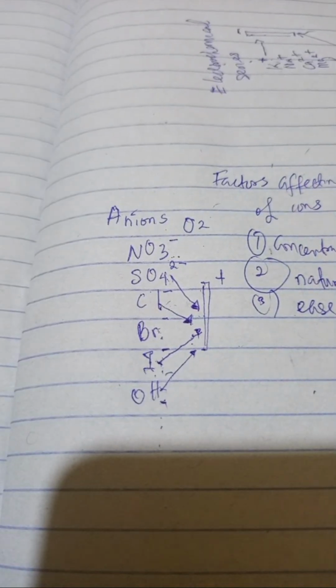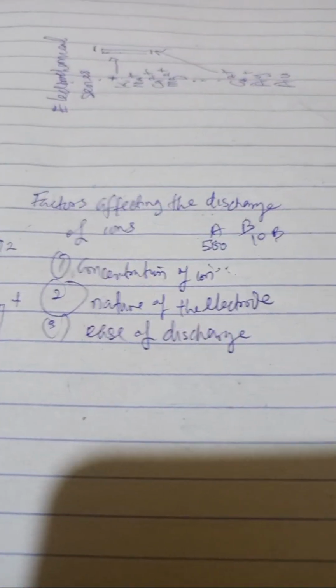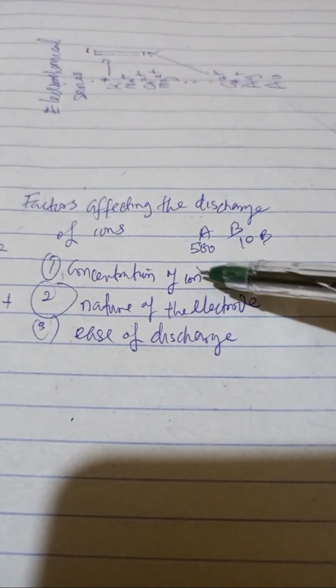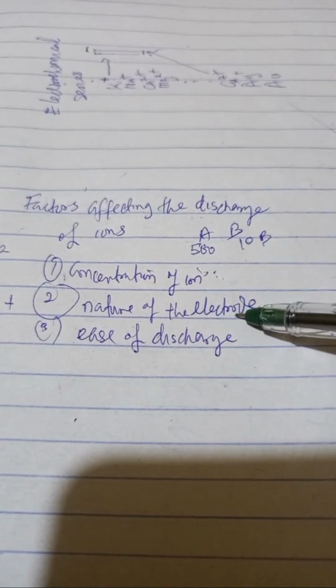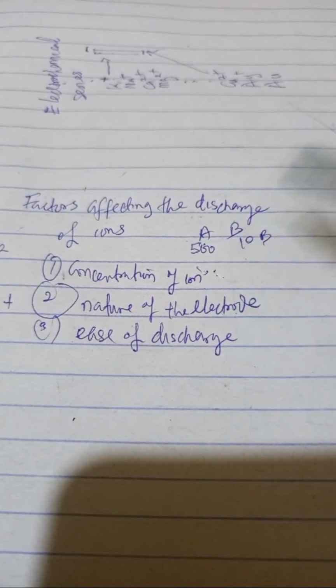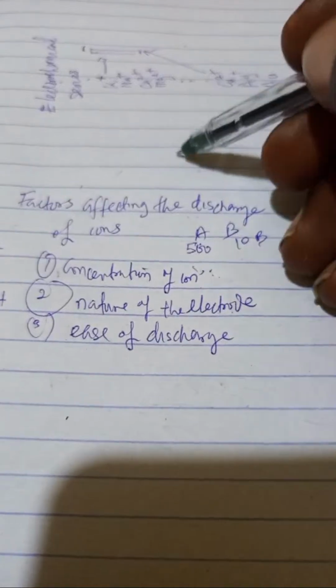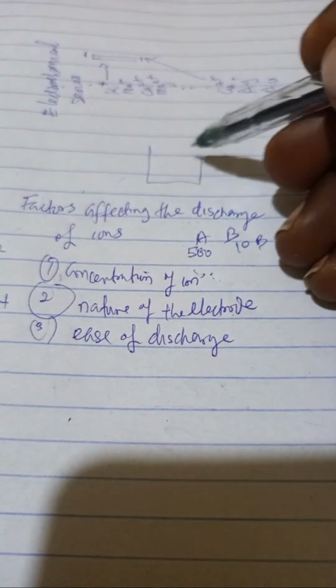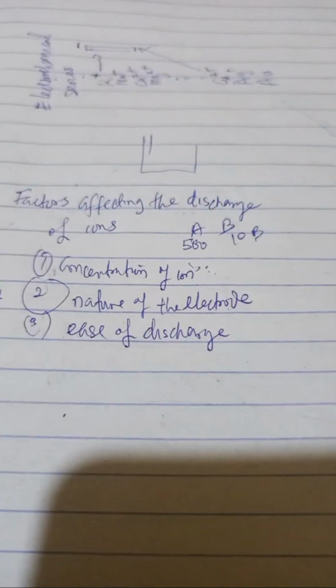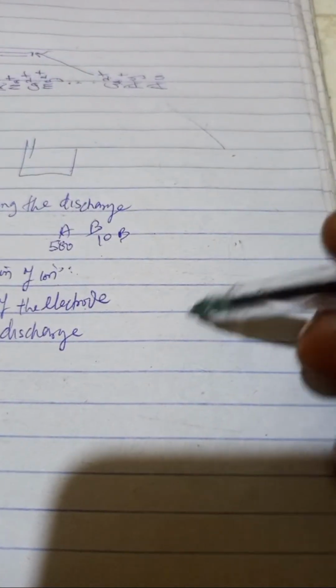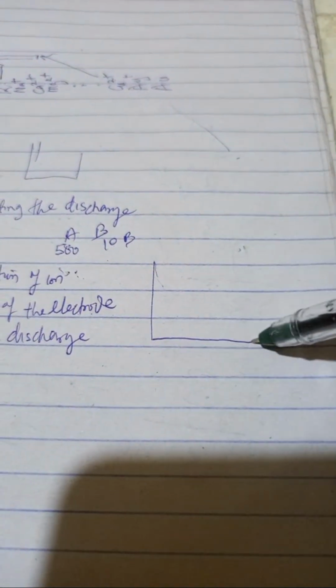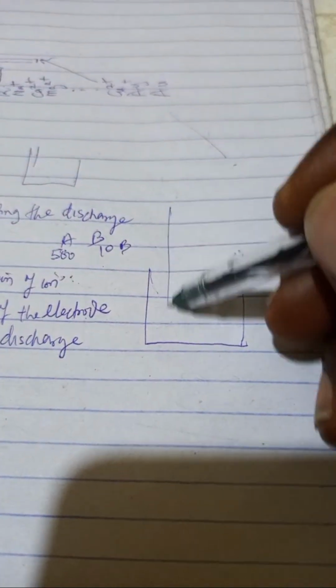So these are the factors affecting the anion that will be discharged. The next one is nature of electrode. Which electrode are you using? This is an electrolysis setup. Let me just draw it here. This is your setup for your electrolysis. So which electrode are you using?